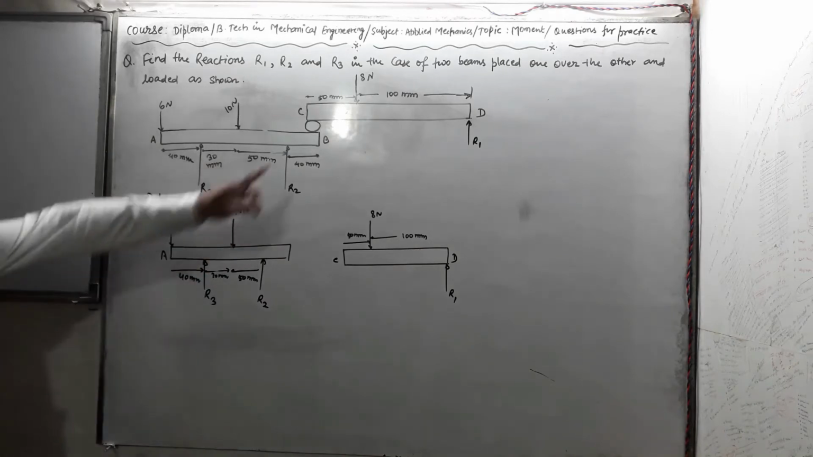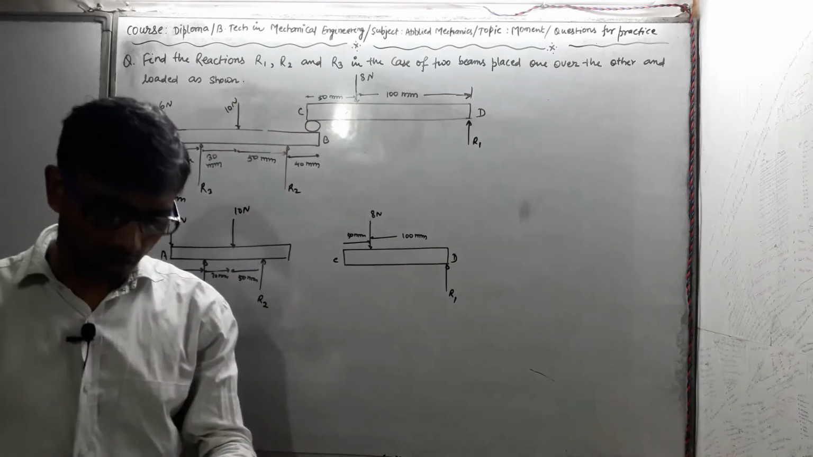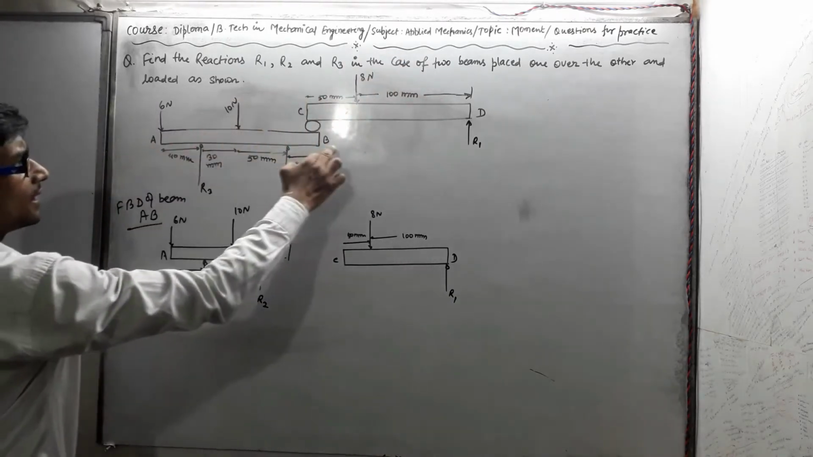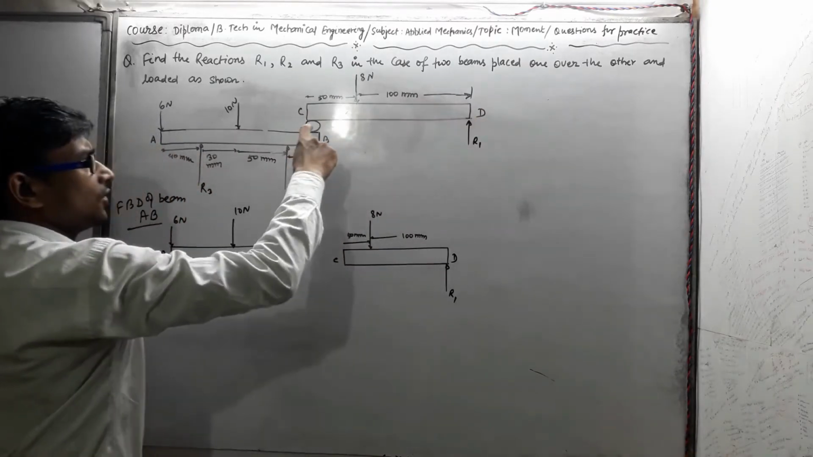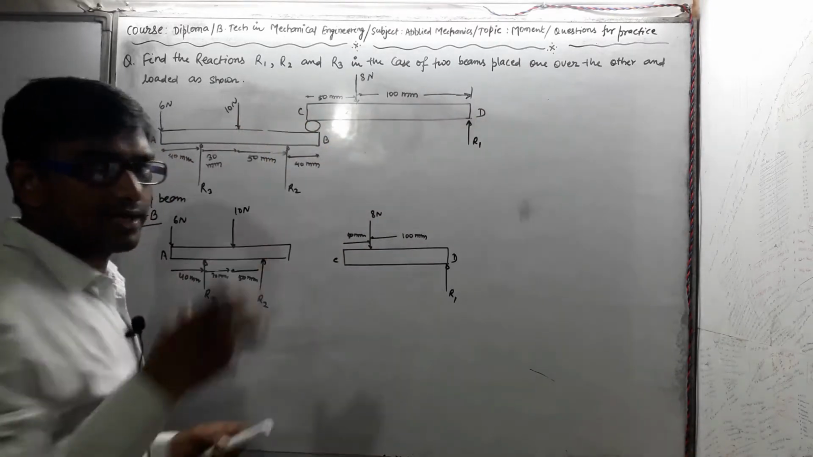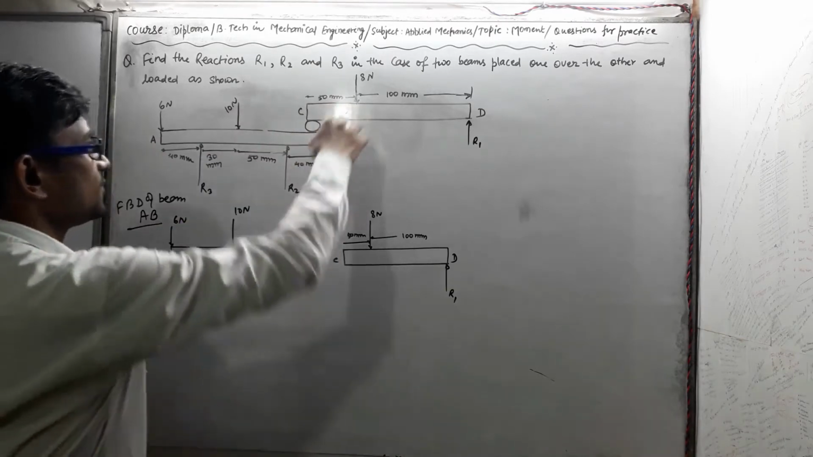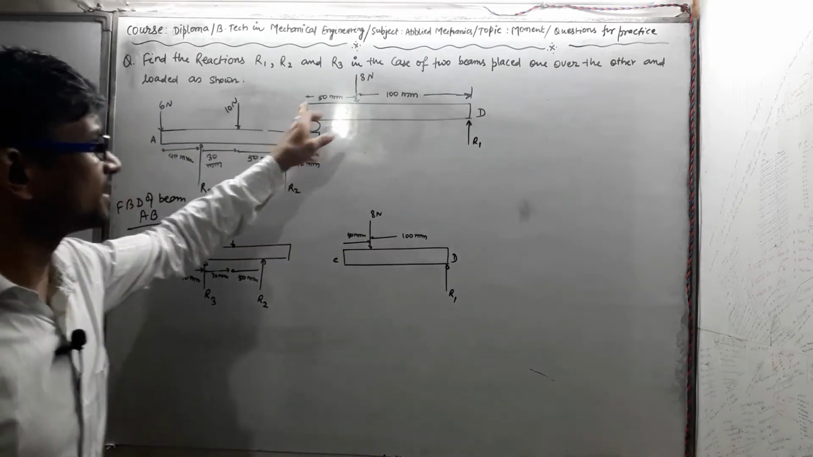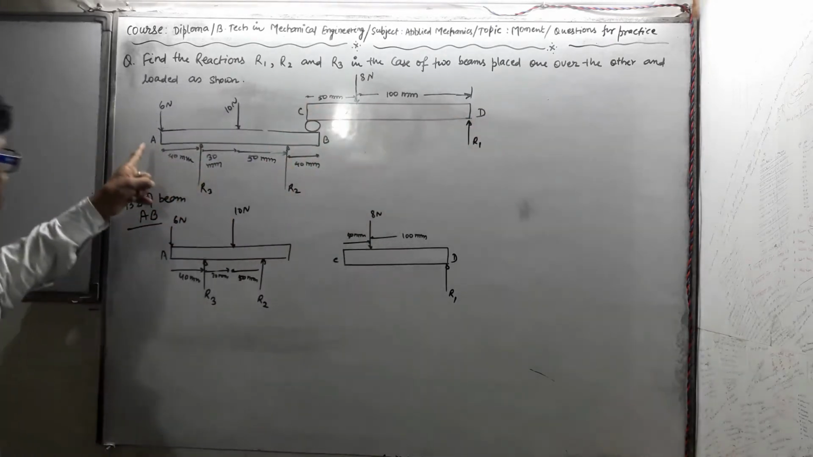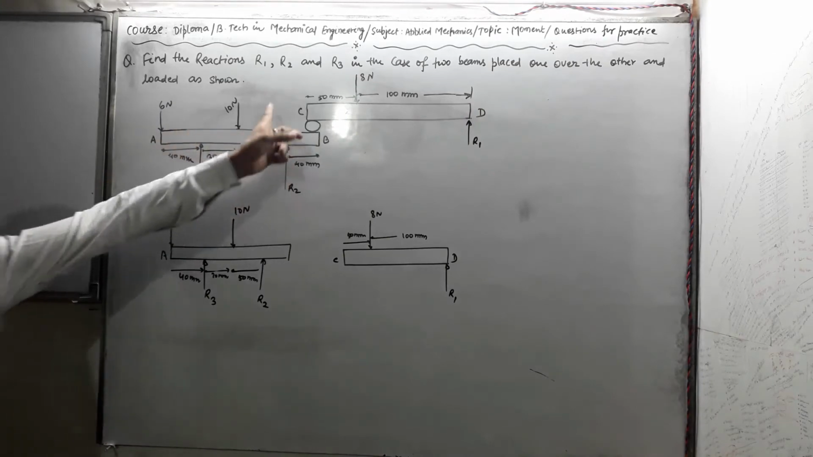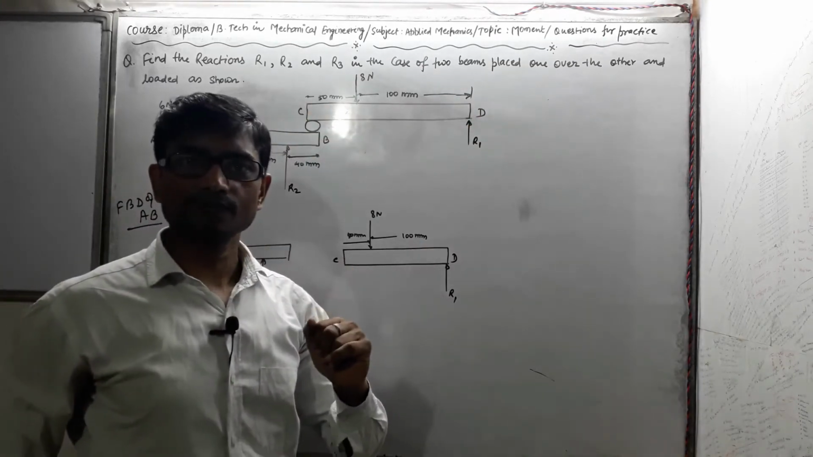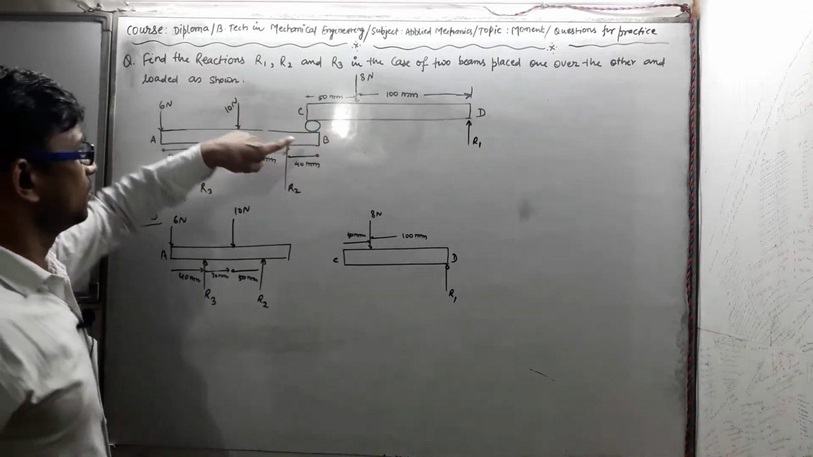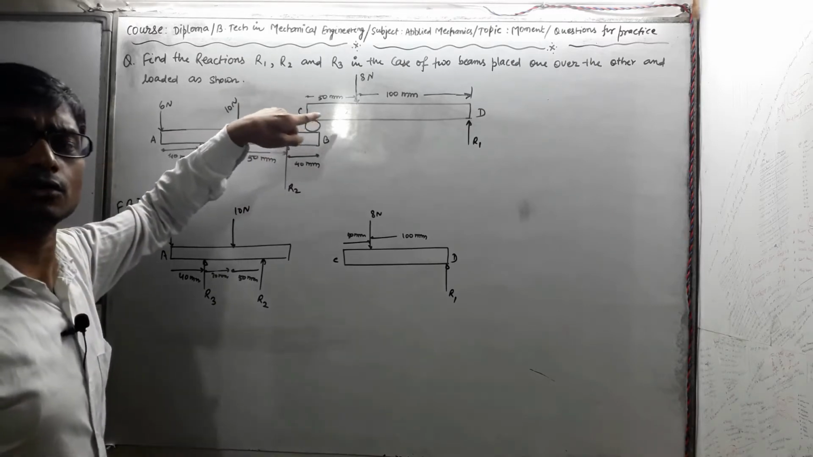Now here a sphere or a roller is placed. This beam AB and CD are attached with this roller. So a roller is placed between these two beams. If we consider this beam CD, then due to the presence of this beam AB, CD is not falling down. CD and AB are placed one over another with the help of this roller.